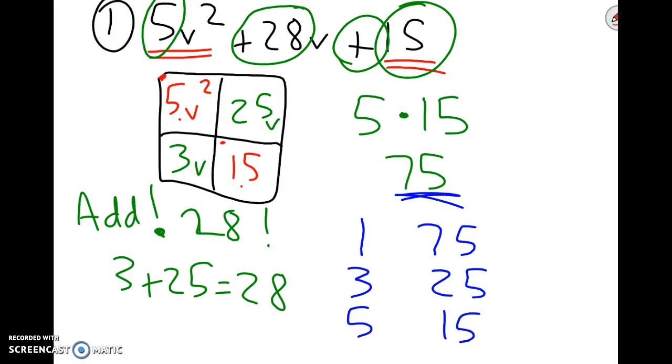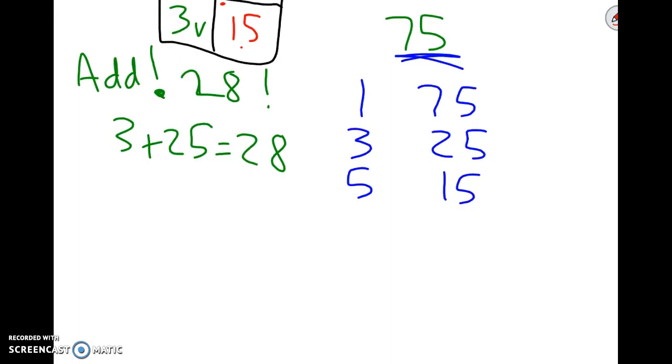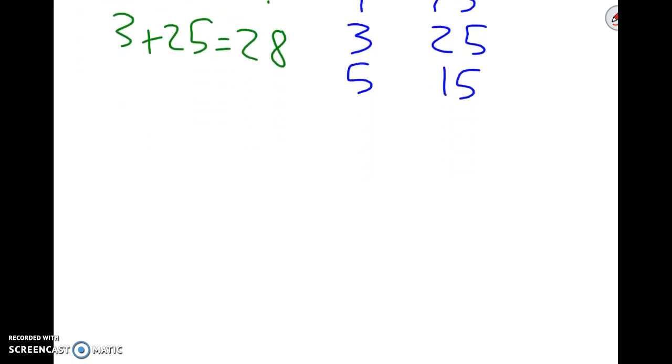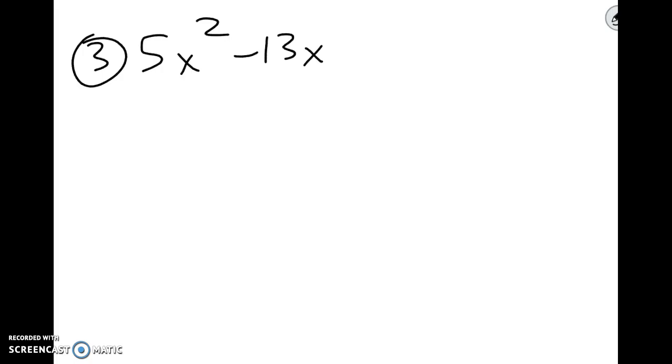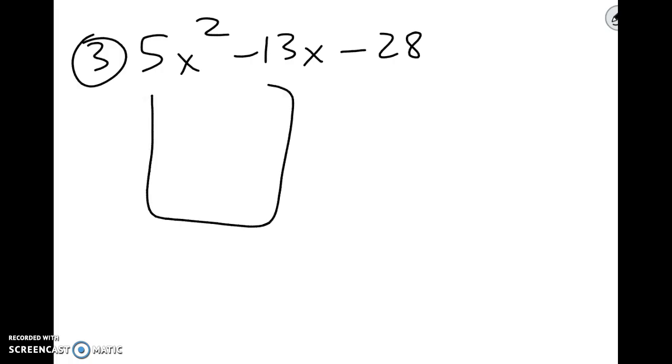Let's scroll down and let's look at number, how about number 3? Ooh, number 3. We're skipping to number 3. And number 3 is 5x squared minus 13x minus 28. Okay, 5x squared minus 13x minus 28. Remember, you can forget the equals 0 for now. So we've got our box. There's a box. It's a beautiful box.